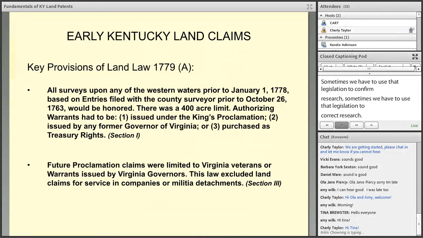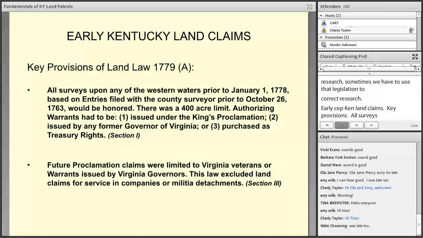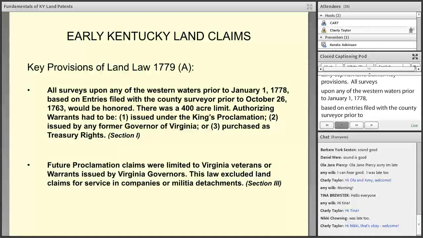Early Kentucky land claims, key provisions. All surveys upon any of the western waters prior to January 1, 1778, based on entries filed with the county surveyor prior to October 26, 1763, would be honored. There was a 400-acre limit. These would be the King's Proclamation warrants. Then Virginia said future proclamation claims would be limited to Virginia veterans or warrants issued by Virginia governors. This law excluded land claims for service in companies or militia detachments.